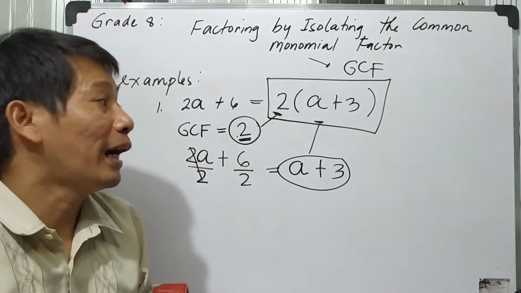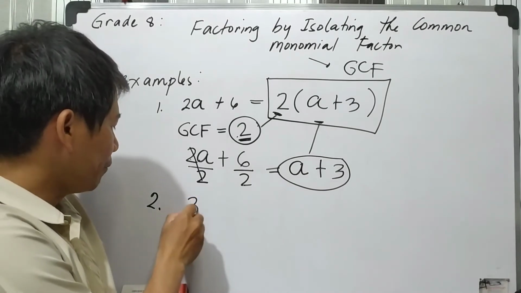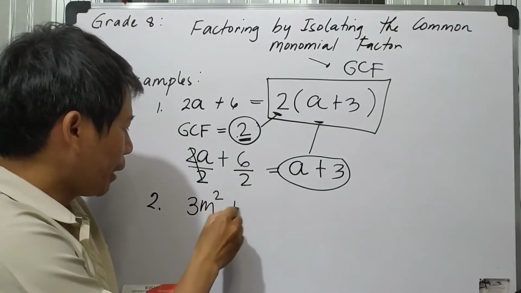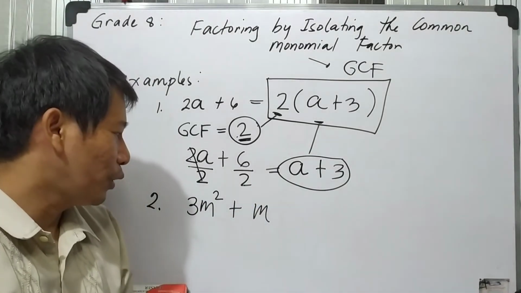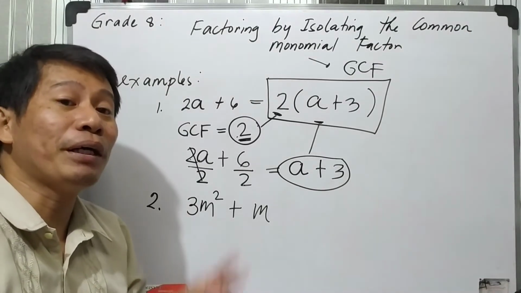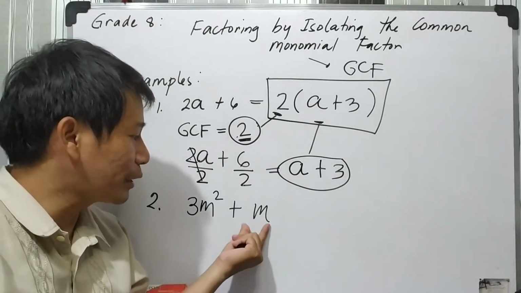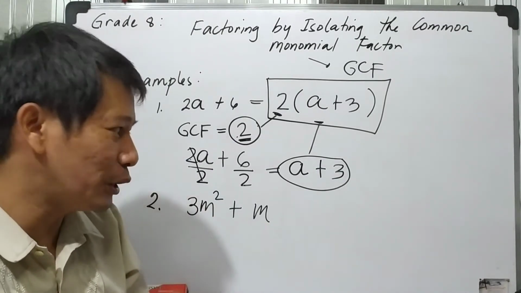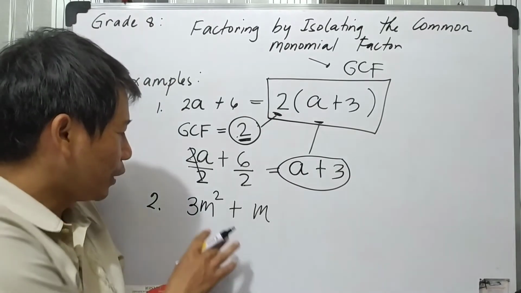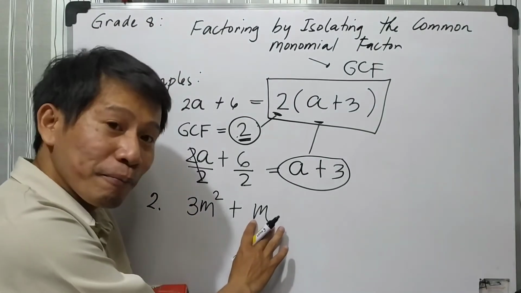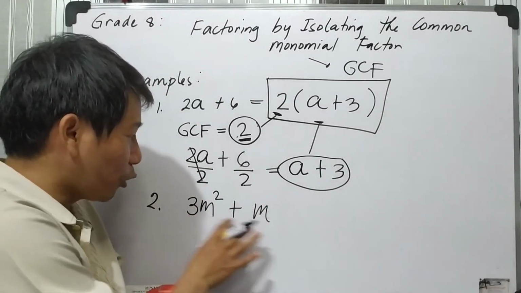Okay, let us have another example. Suppose we have here 3m squared plus m. Analyze natin itong second example. So, kung papansin nyo, it's still a binomial because we have two terms. The first term is 3m squared, and the second term is plus m. Yung second term natin, wala tayong constant. But, as you will observe, we have here m squared and we have here m. So, sa dalawang terms natin, common na kaagad yung m. But, we don't have constants.